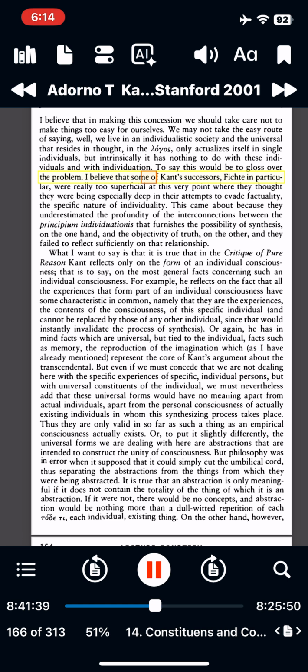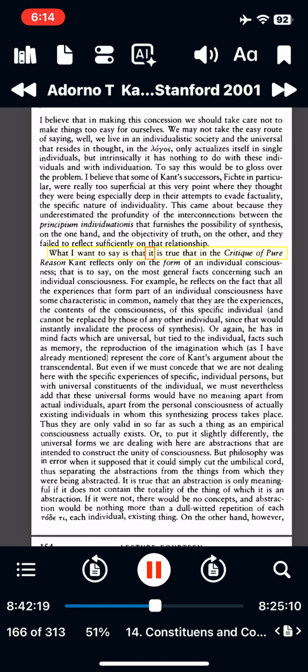I believe that some of Kant's successors, Fichte in particular, were really too superficial at this very point where they thought they were being especially deep in their attempts to evade factuality, the specific nature of individuality. This came about because they underestimated the profundity of the interconnections between the principium individuationis that furnishes the possibility of synthesis, on the one hand, and the objectivity of truth, on the other, and they failed to reflect sufficiently on that relationship.